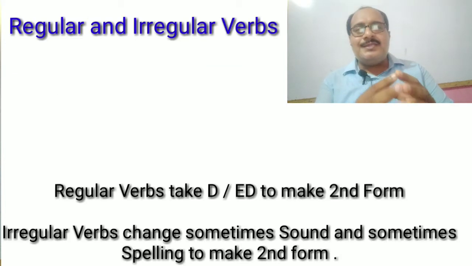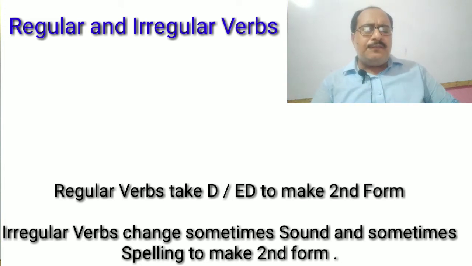So there are certain words which end with ed. They are called regular verbs. Most of the verbs are regular. Few verbs are irregular. Irregular means the present form, second form, or third form would be different. Sometimes the spelling is different, and sometimes the sound is different.